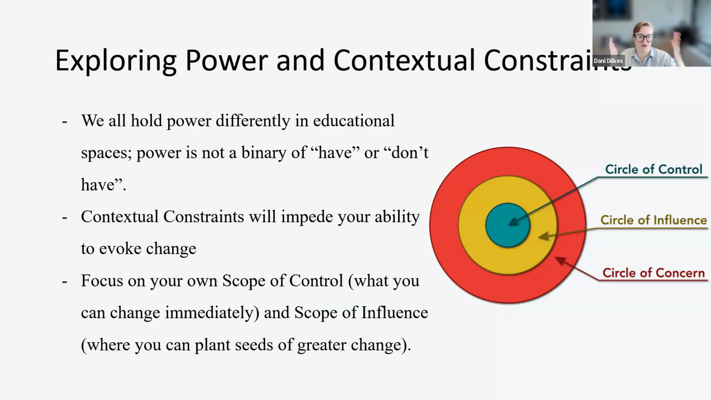But we can also think about our scope of influence. So maybe where we don't have immediate control to make changes, but where we can plant seeds of greater change. So if these very restrictive attendance policies are creating a problem, tell people, talk about it, raise those issues so you can evoke not just the immediate change of your classroom, but those larger changes in your institutions.